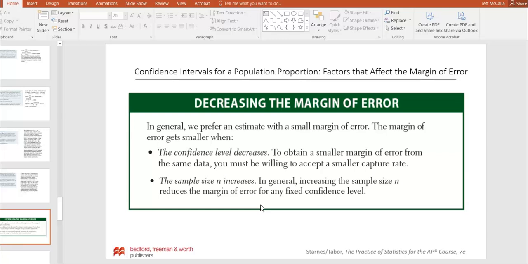But the good way to do it would be to increase the sample size. So that's always good for samples here. So take a larger sample size. That's going to reduce the margin of error. It costs more to do that. Yeah, I mean, that's the drawback, but it is nice to do that.